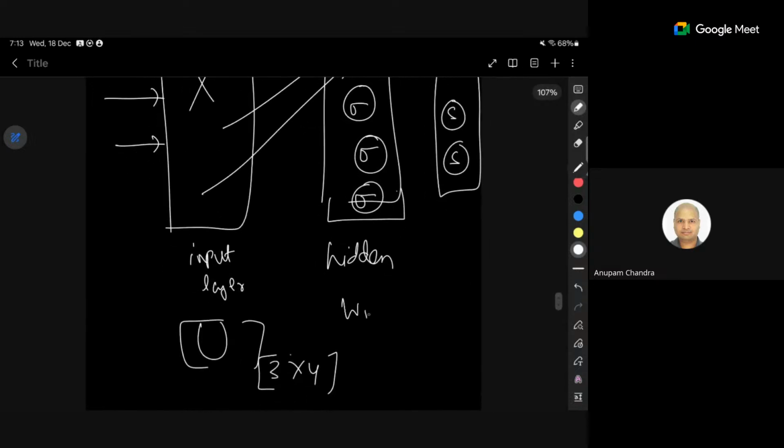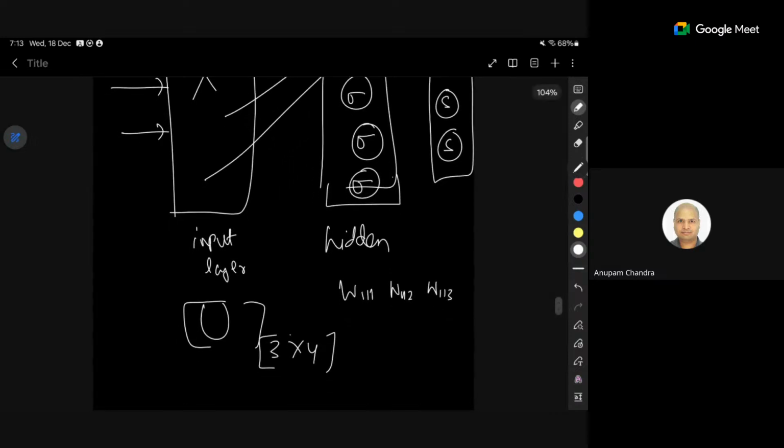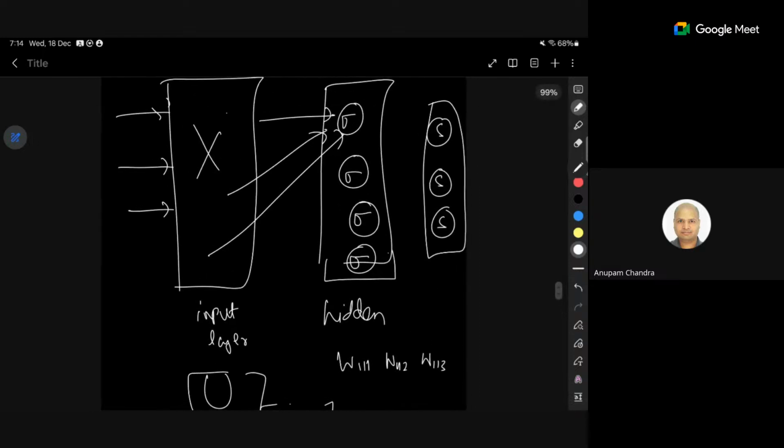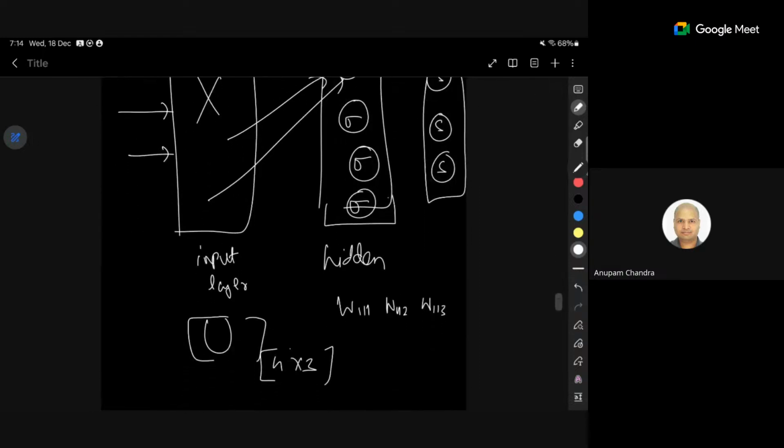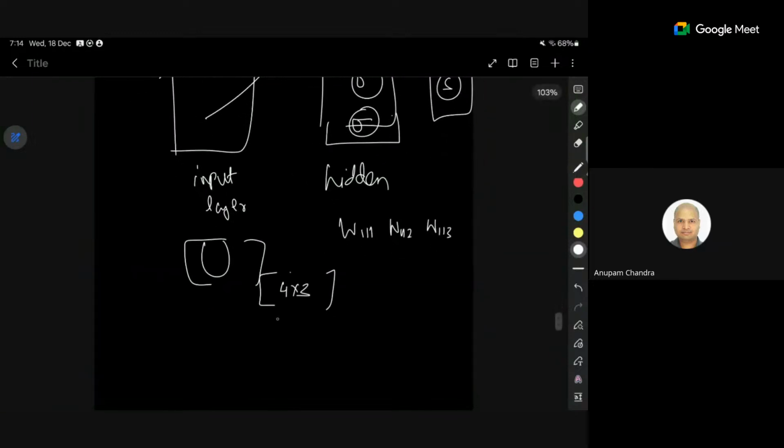If we write W, like when we learned backpropagation, w11, w12, w13. Yeah, so sorry, not 3 cross 4, it's 4 cross 3. Four neurons are there, and each will have three inputs. So this is going to be 4 cross 3. So you can say maybe the input dimension is n, or v, whichever you prefer.